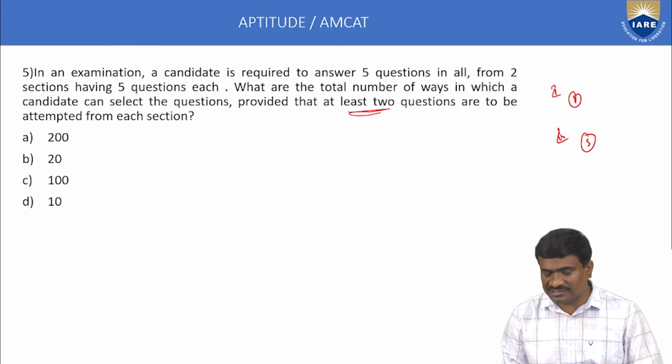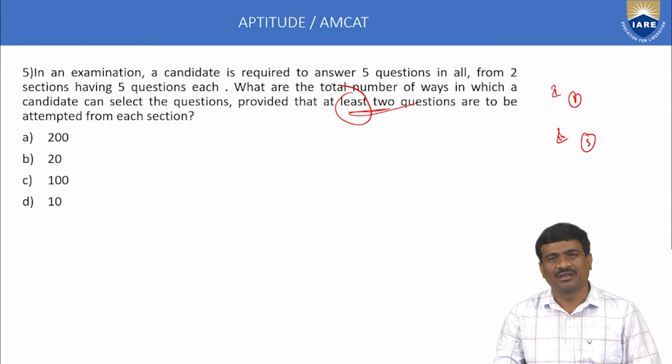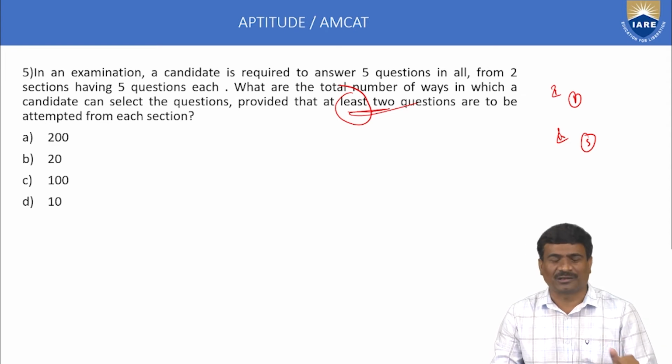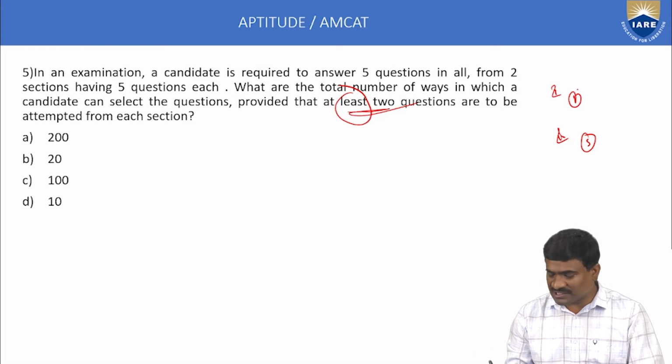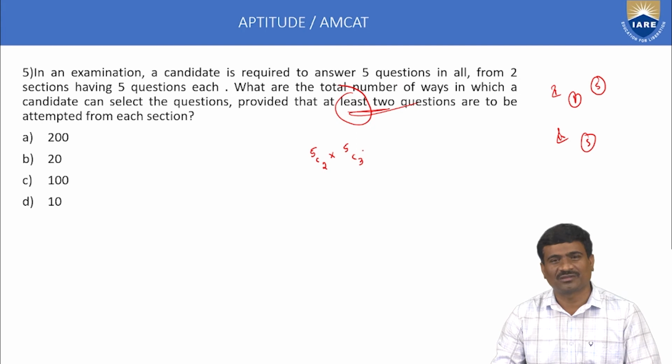Minimum attempt from each section is 2 questions. At least means minimum, that is increasing order. At most means maximum, that is decreasing order. Options: A 200, B 20, C 100, D 10. In the first section A the total number of questions is 5. First, minimum attempt 2 questions from section A. The remaining questions come from section B, that is 5C2 into 5C3.